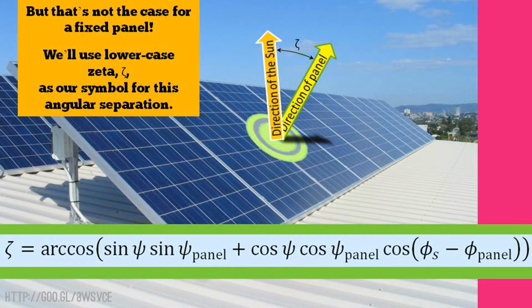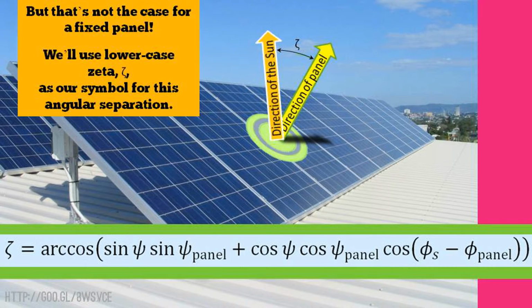Now, I didn't find any consensus as to what symbol to use for this angular separation between the two. So we're just going to pick a symbol. We're going to use lowercase zeta. Lowercase zeta is going to be our symbol for the angle between two locations in the sky: one being the direction the panel is facing, and one being the direction of the sun.